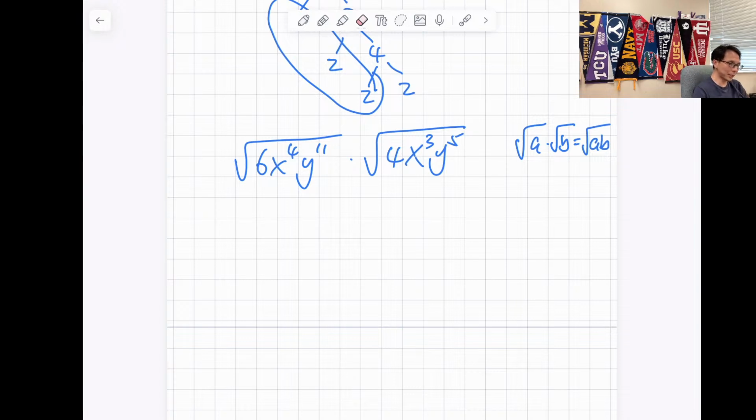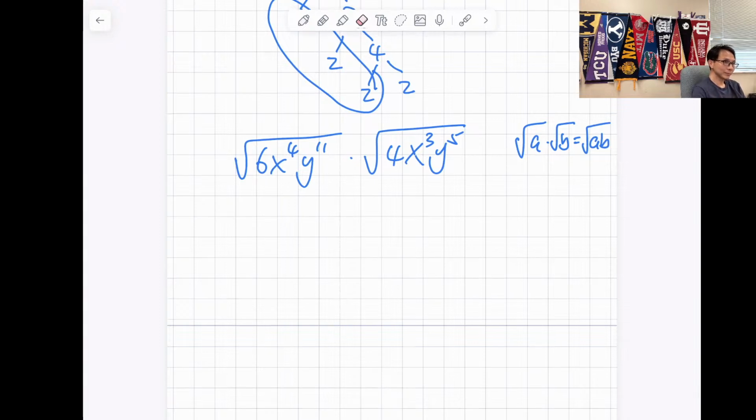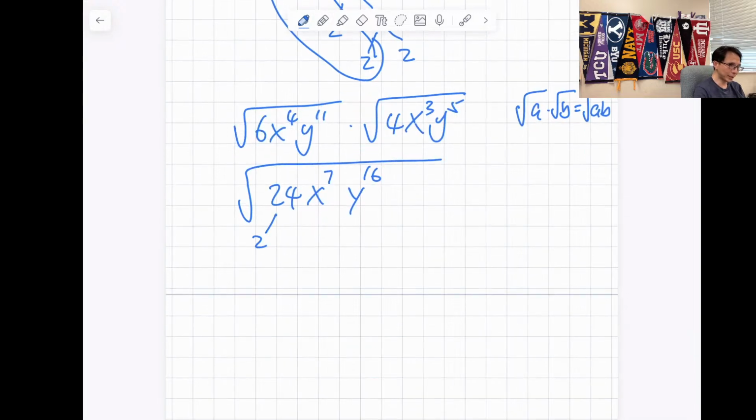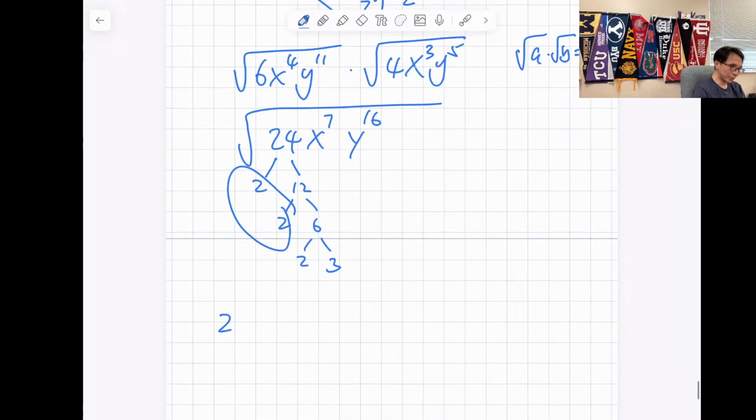So guess what? Those two things can multiply together, right? Diego, were you working? So those two things can multiply together. What's 6 times 4? What is x to the which one? X to the 4 plus 3 is 7, right? Is that okay? Y to the what? 16. So 24 I can break down into 2 and what? Well, 2 and then 2, and you can only take a group out. So the rest of them still stay inside.